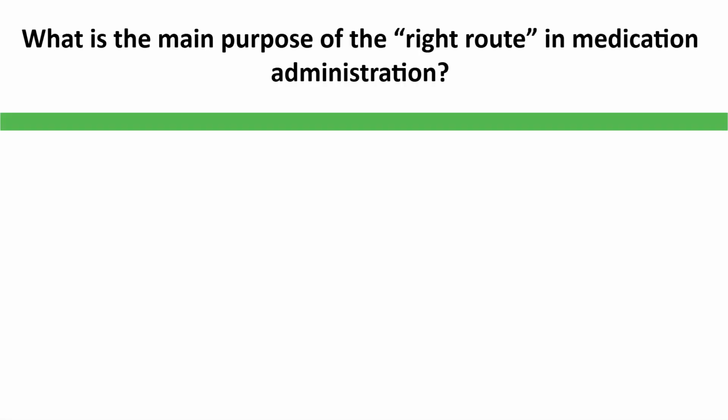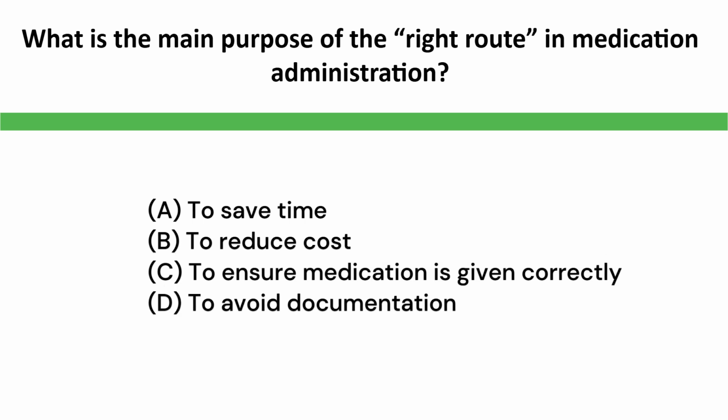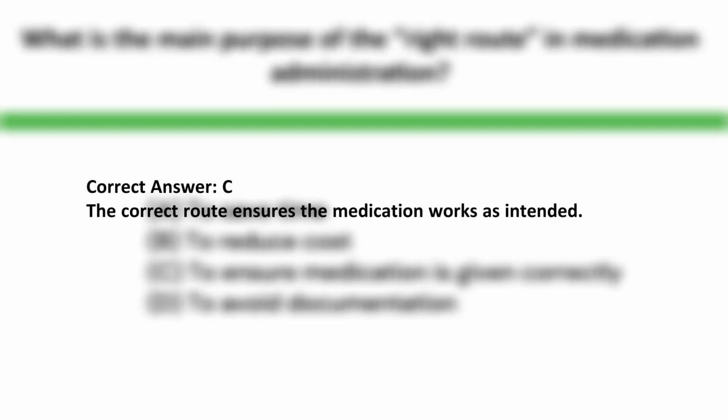What is the main purpose of the right route in medication administration? Take a look. A. To save time. B. To reduce cost. C. To ensure medication is given correctly. D. To avoid documentation. Correct answer, C. The correct route ensures the medication works as intended.